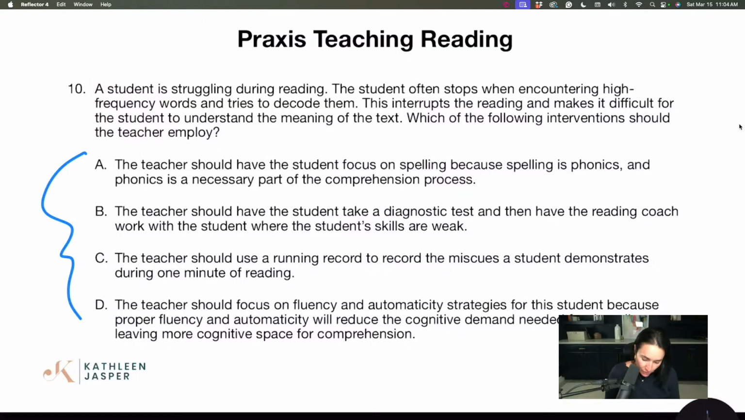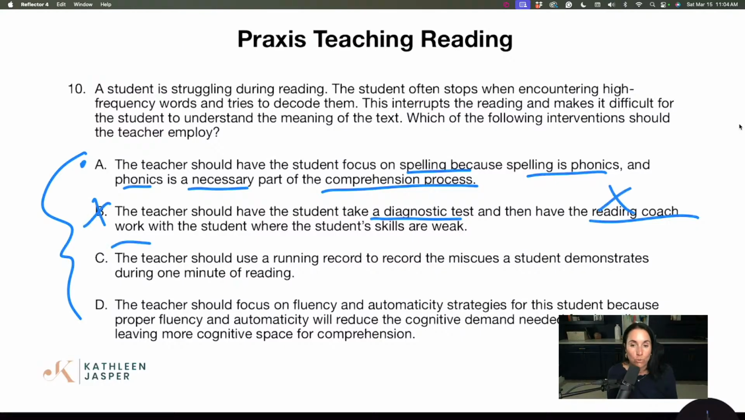The teacher should have the student focus on spelling because spelling is phonics, yes, and phonics is a necessary part of comprehension. That is true. So focusing on phonics explicitly, that's good. B, the teacher should have the student take a diagnostic test, okay, assessment, and then have the reading coach work with the student. Nope, that's out. Farming out your responsibility to the reading coach is typically not the right answer. Do we love our reading coaches and need them to work with us? Yes. Thank you, reading coaches.